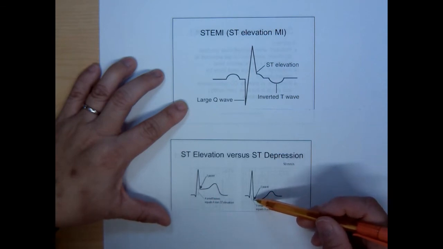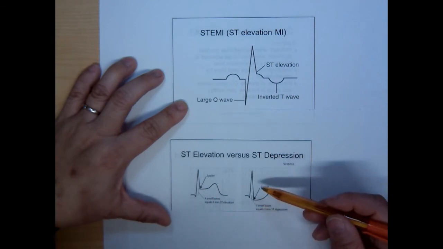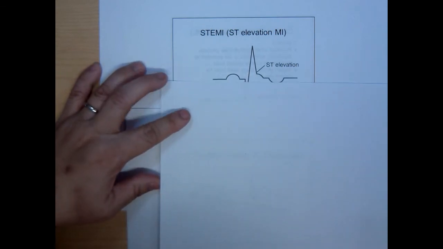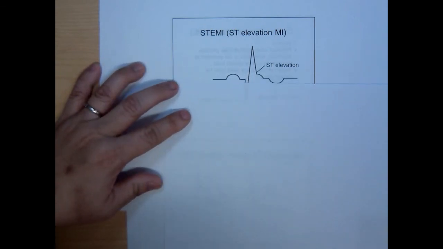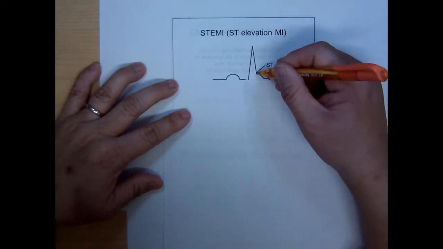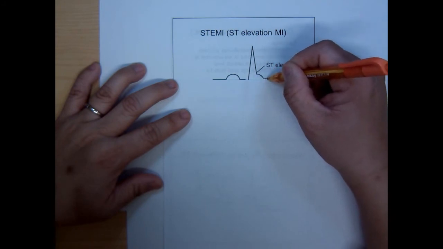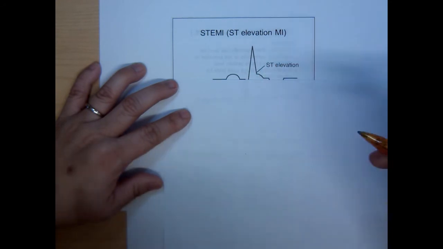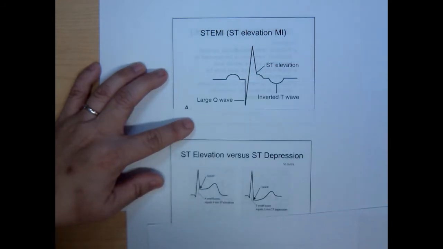I'm not going to test you on this, but you should understand what you're looking for. There's an imaginary line we call an isoelectric line. They say somewhere around 2 boxes over, and you don't have to measure that, but you look at this ST elevation from this line on up. It's at least a couple of boxes. That's how you know there's an elevation.